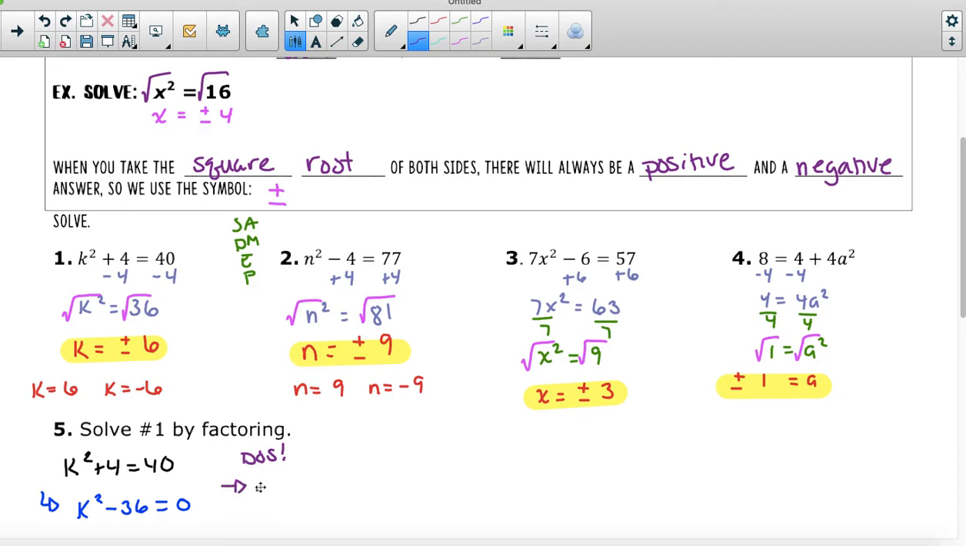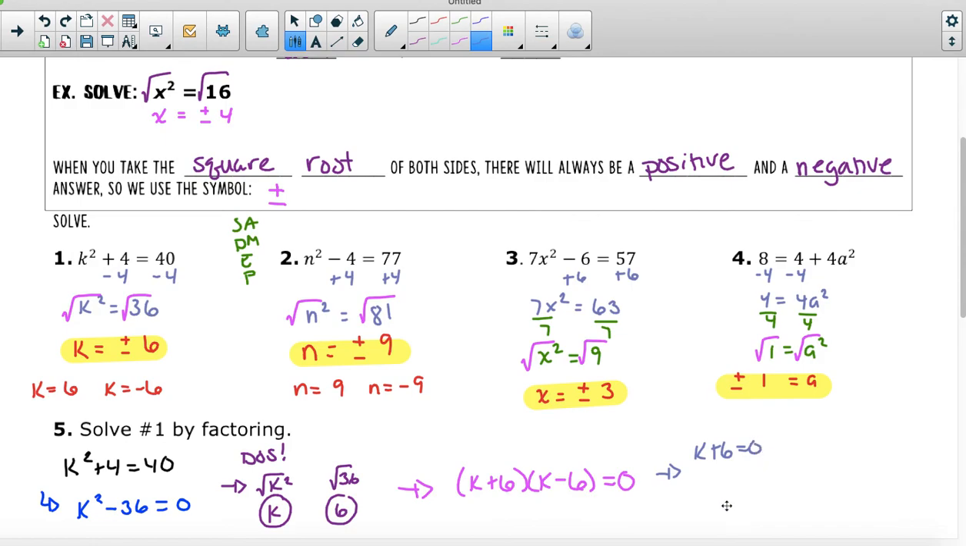And that helps me because I can take the square root of k squared, which gives us k, the square root of 36, which gives us 6. So this will factor into parentheses k plus 6 and k minus 6, and this will be equal to 0. That's the whole point of difference of squares. It factors into something perfect because we have perfect squares. Now, since I have it set equal to 0, I can use the zero product property and set my two factors equal to 0. So I have k plus 6 equals 0, and I have k minus 6 is equal to 0.